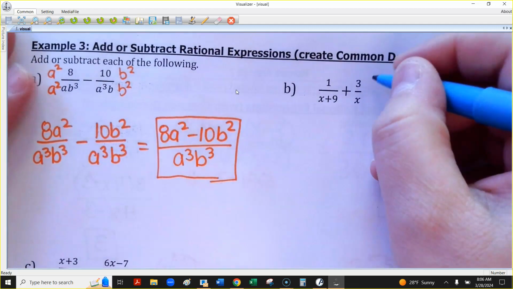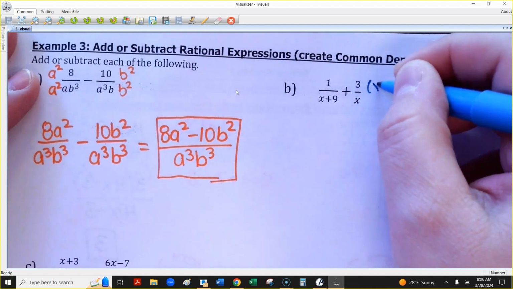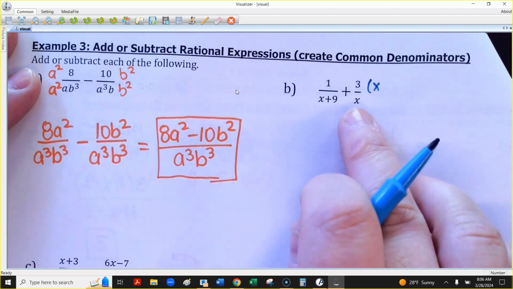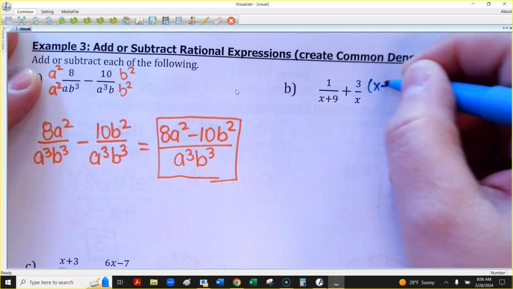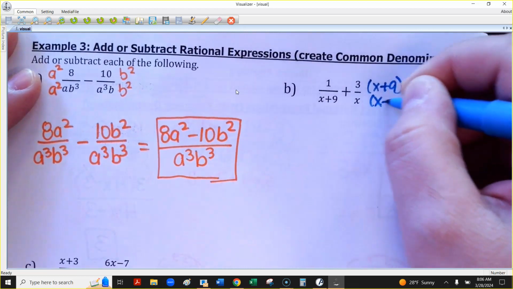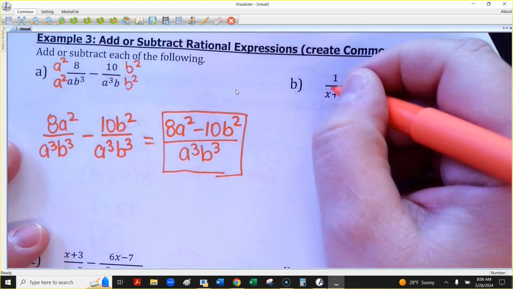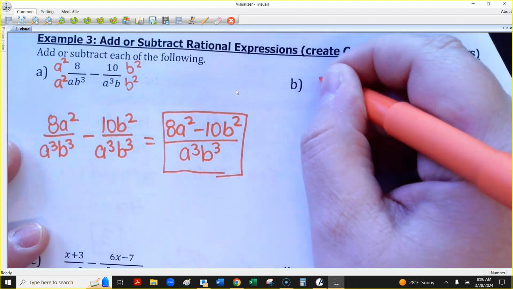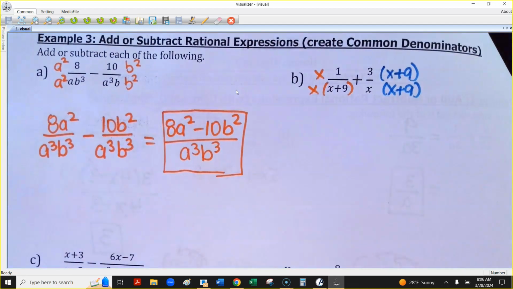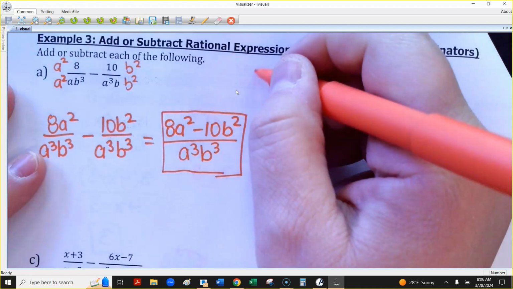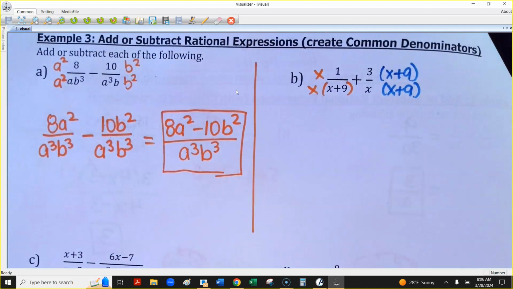What you have to do to add these together, you have an x plus 9 here and you have an x here. So I need an x plus 9 top and bottom here. And on the first fraction, I need just a plain x top and bottom to create that common denominator. You can't add a 9 to the x. Not allowed to do that. It has to be multiplication, so you have to multiply by that factor.